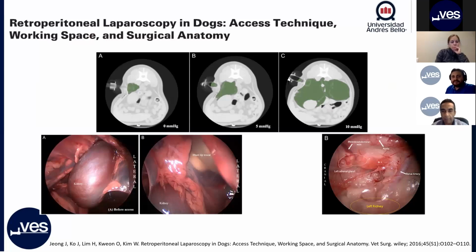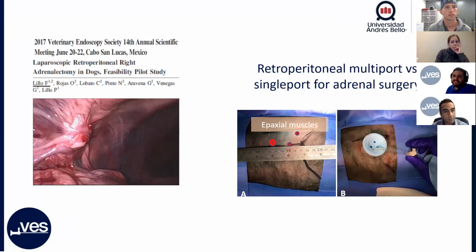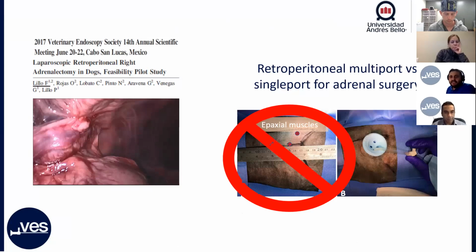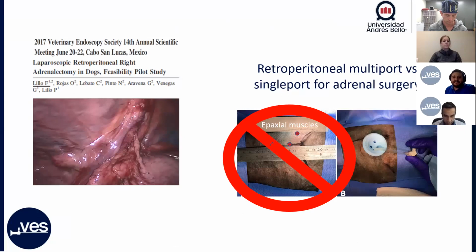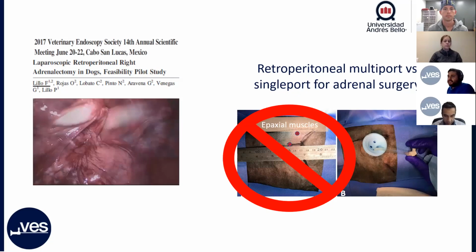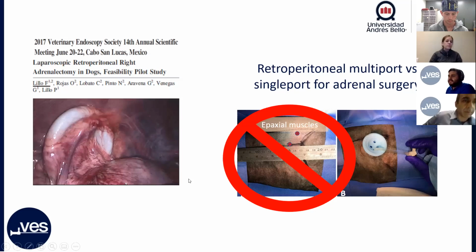Also in cadavers, we explored different portal settings for retroperitoneoscopic adrenalectomy. Long story short, a multi-port setting is not a very good idea if you want to take out adrenal tumors with this approach. In addition, we found that single port systems are a better alternative and that their installation is easier under direct laparoscopic vision, as you can see in the clip. There is the single port, the seal port, and then we insufflate the retroperitoneal space.